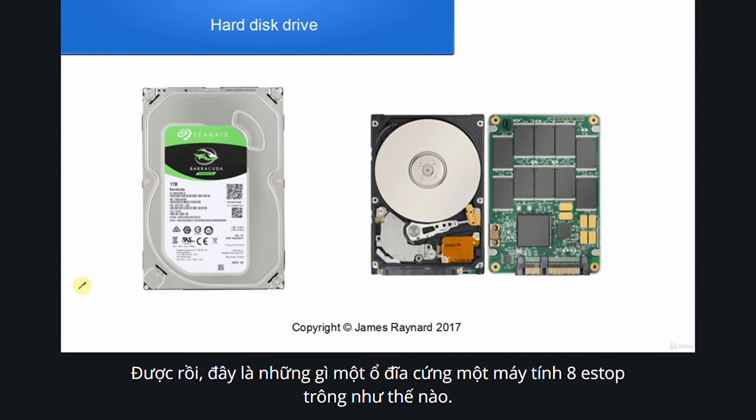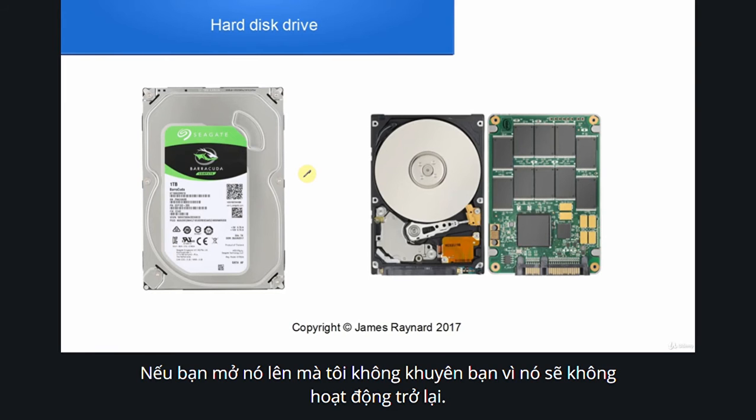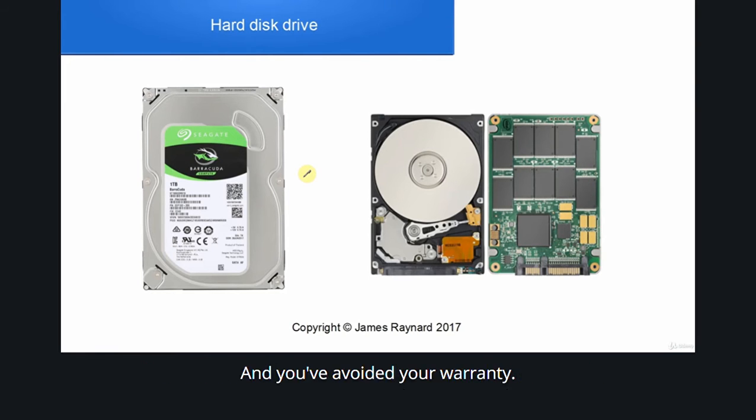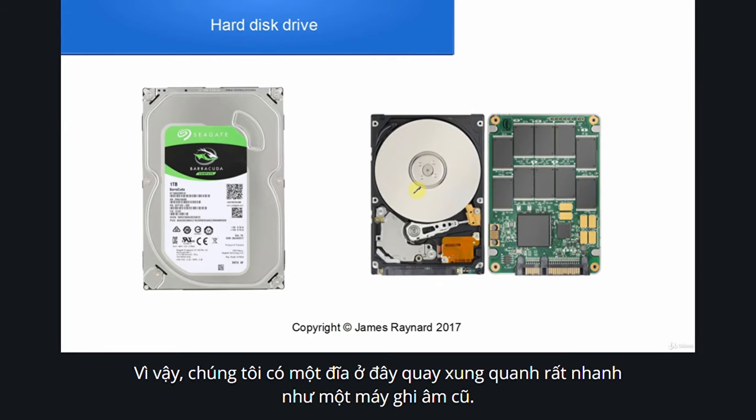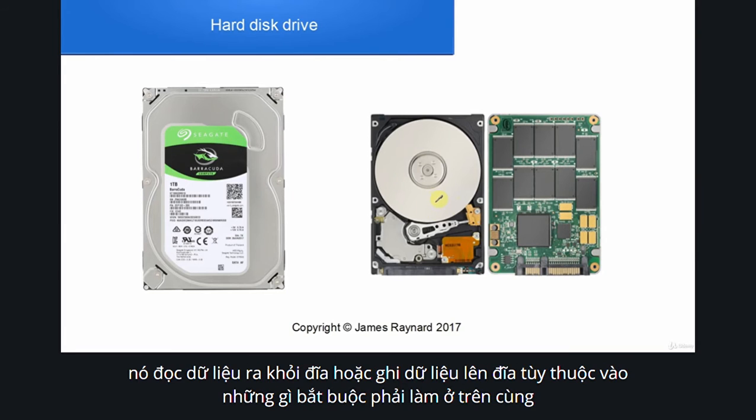Okay, so this is what a hard disk drive on a desktop computer looks like. So it's just a metal box from the outside. If you open it up, which I don't recommend because it won't work again and you've voided your warranty, this is what it looks like. So we have a disk here which spins around very rapidly, like an old-fashioned record player. There's an arm here which goes back and forwards across the disk, like the arm on a record player, and it reads data off the disk or writes data onto the disk depending on what it's required to do.